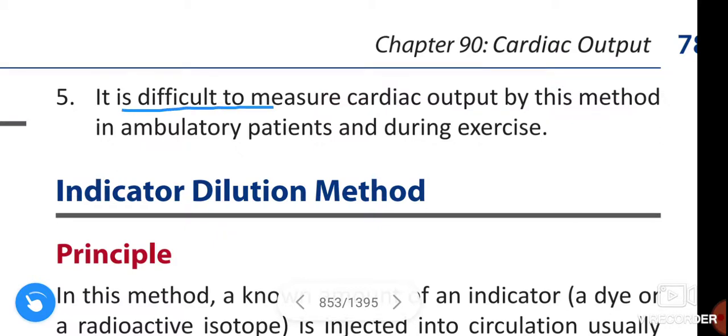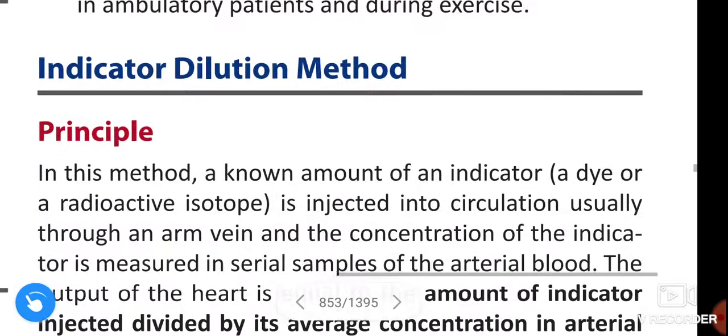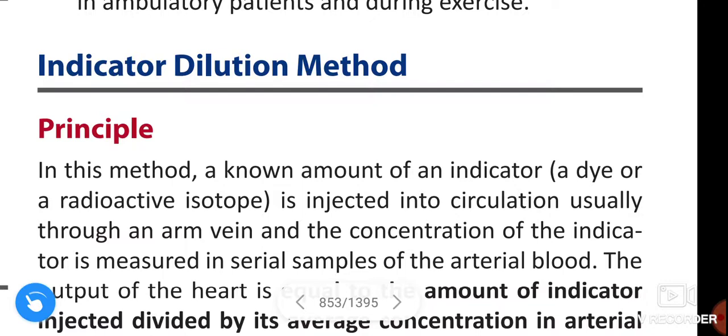It is difficult to measure cardiac output by this method in ambulatory patients and during exercise. This is about the disadvantage in Fick principle. Next, coming to the indicator dilution method.